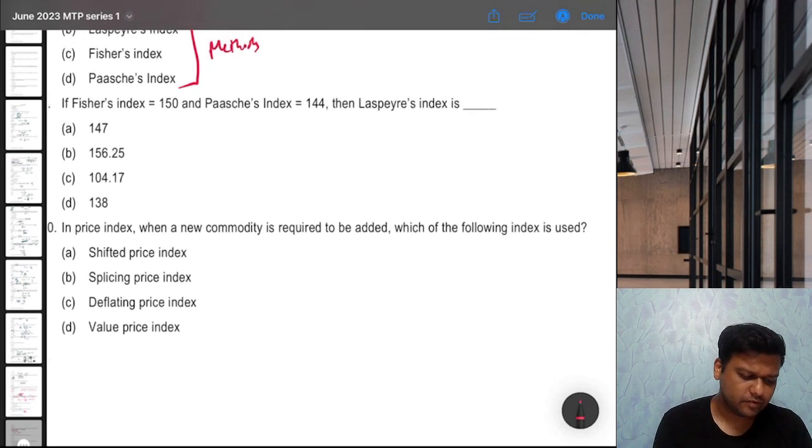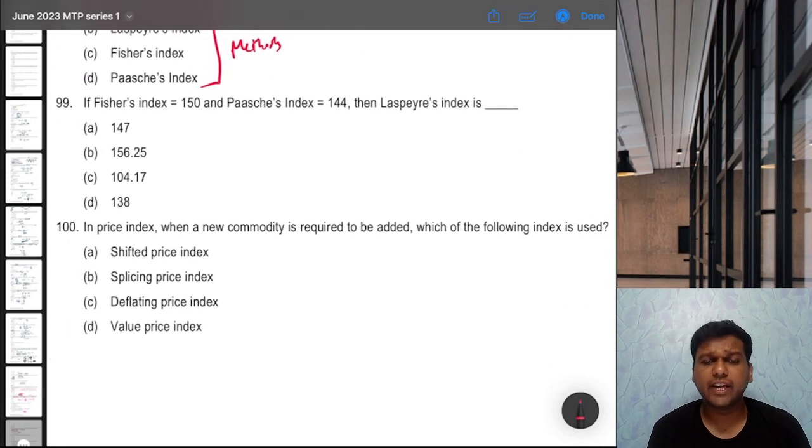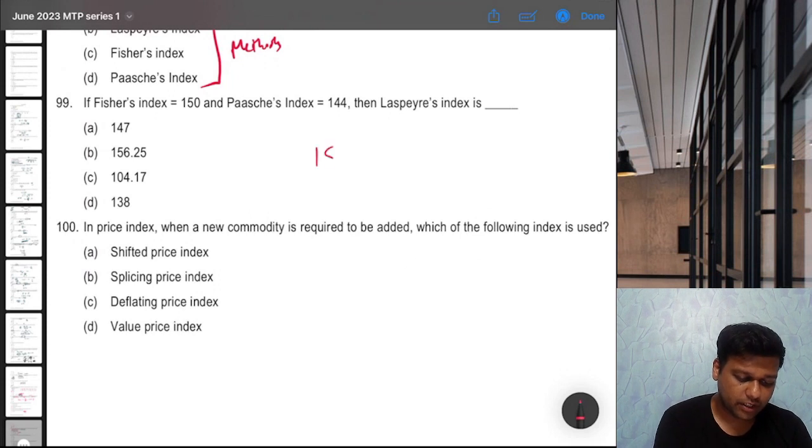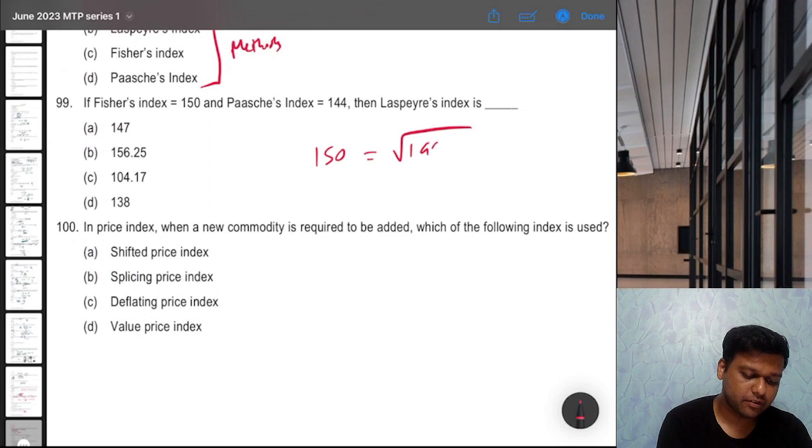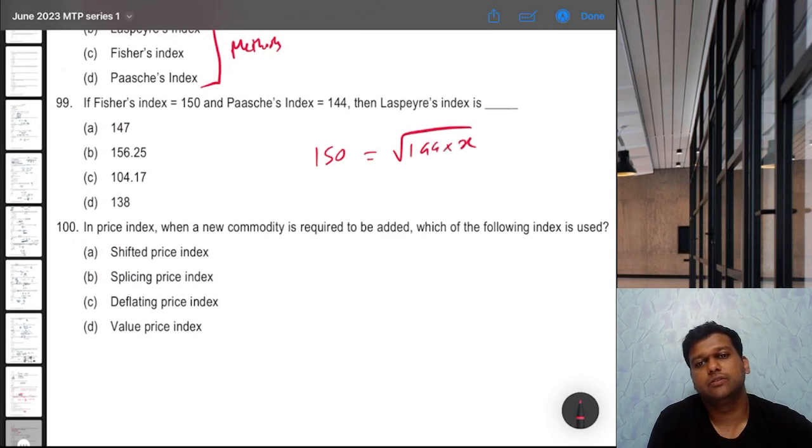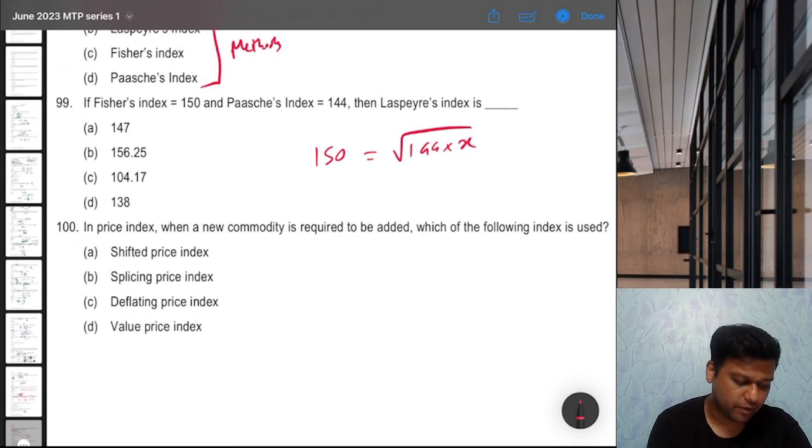Okay. If Fisher's index is 150 and Paasche's is 144, then what is Laspeyres? We know that Fisher's is what? This, right? Geometric mean of Laspeyres and Paasche's. We'll just find that, right? So if we take square, 150 square divided by 144, that is 156.25, option B.